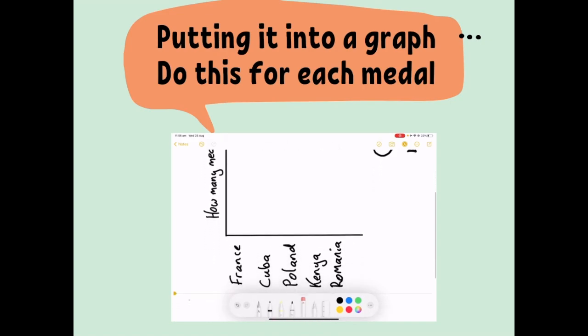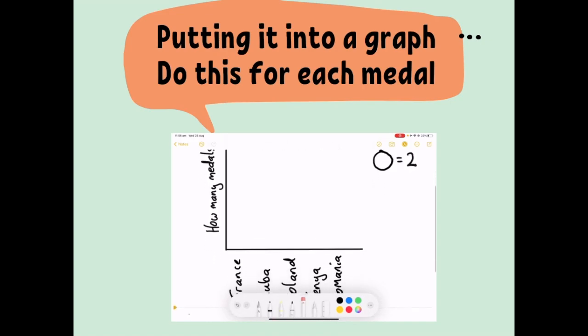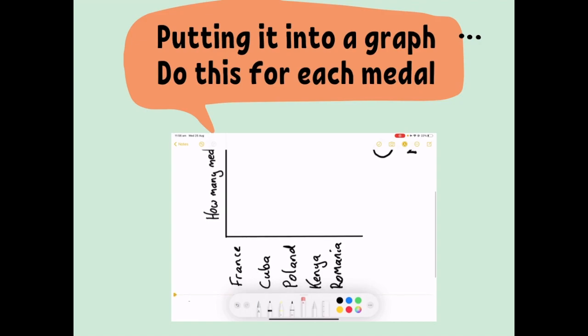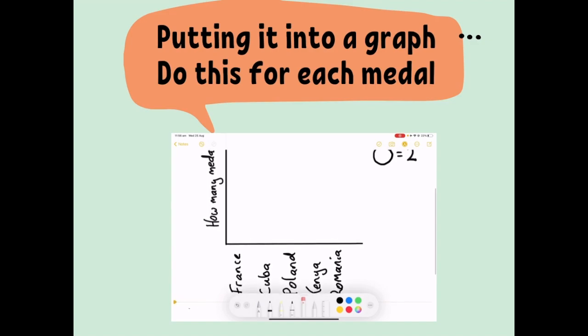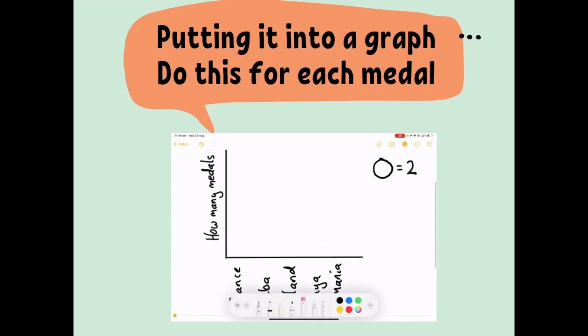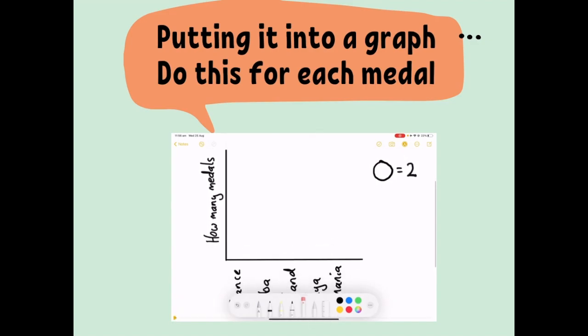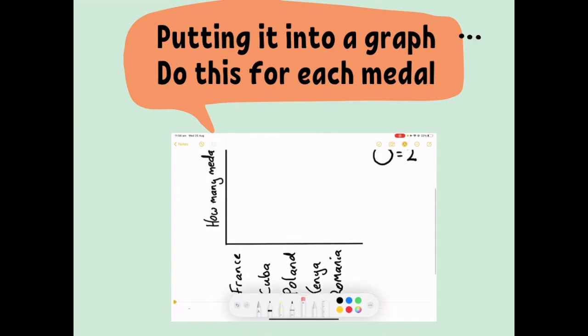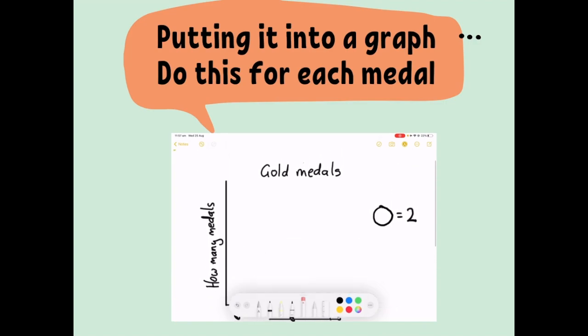Down the side is my y-axis, down the bottom is my x-axis. It says France, Cuba, Poland, Kenya, and Romania. And I've written them on the side because it allows me to fit them in and my graph doesn't have to be too big. Now, I don't need lines up there. I'm just going to keep my pictures nice and straight. So over on the right here, it has a circle equals 2. So that means when I draw in a circle, that means 2 medals.